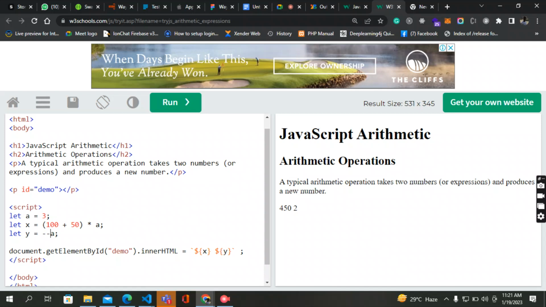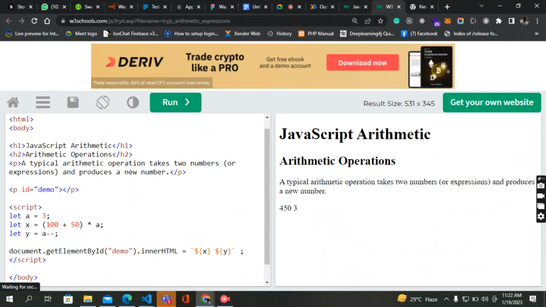So there is one thing you need to note with this plus plus and minus minus stuff. If you put the operator at the back, or as a prefix, like the way we do it, it will give you the exact value that you want. But if you put this thing at the front, it will still give you 3. It will not remove the 1.